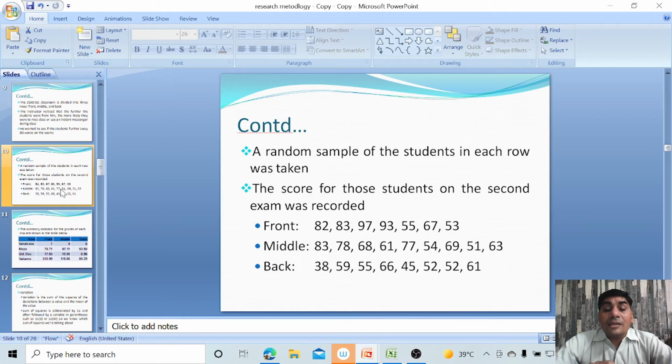row, there are 9 students and marks obtained by these 9 students are 83, 78, 68, 61, 77, 54, 69, 51 and 63. And in the back row, marks obtained by the 8 students are 38, 59, 55, 66, 45, 52, 52 and 61.